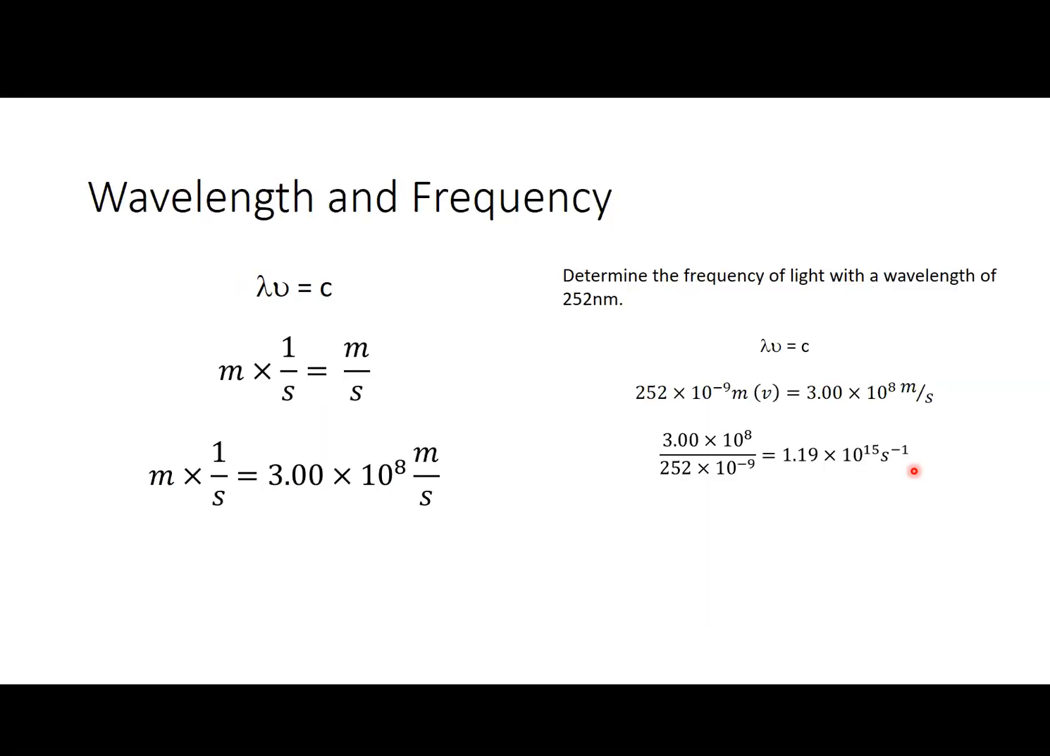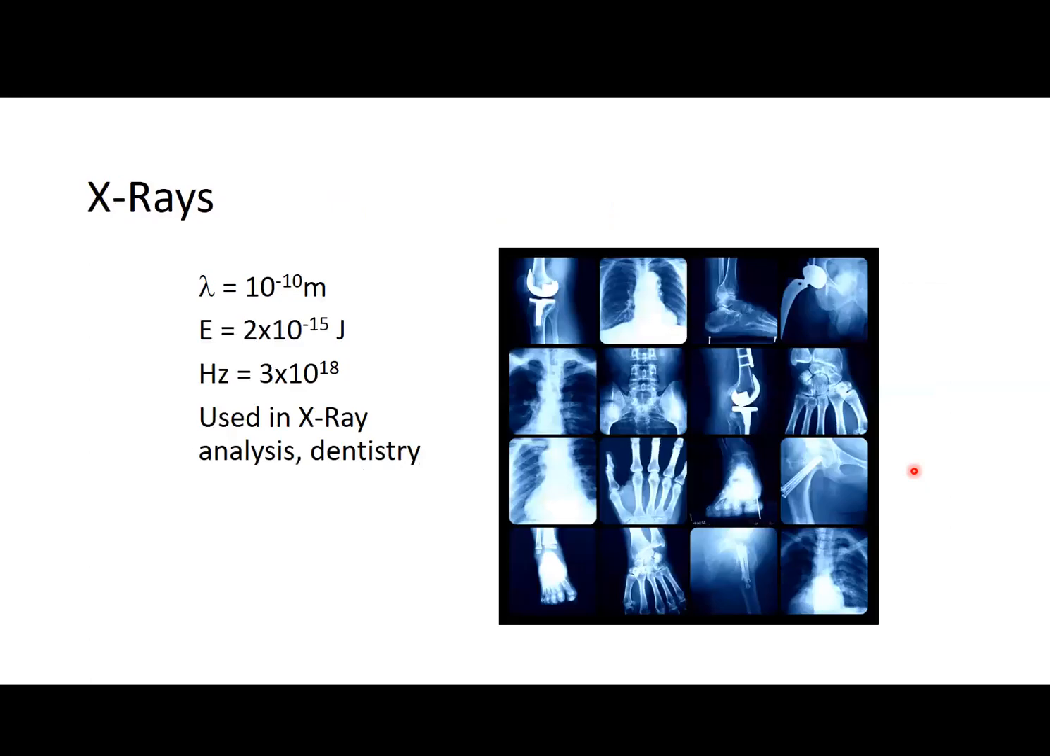So with that information, what we're going to do is walk down the electromagnetic spectrum. We're going to start at X-rays and go all the way down to radio waves. And one thing I'd like to point out is that every time my wavelength gets smaller, this ends up changing as well. So if this gets larger, this ends up getting smaller.